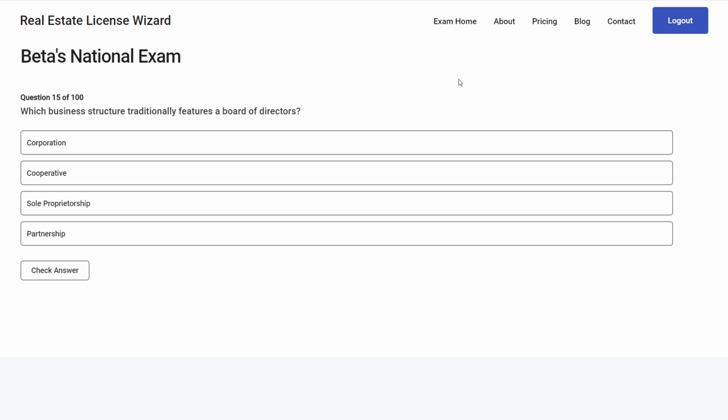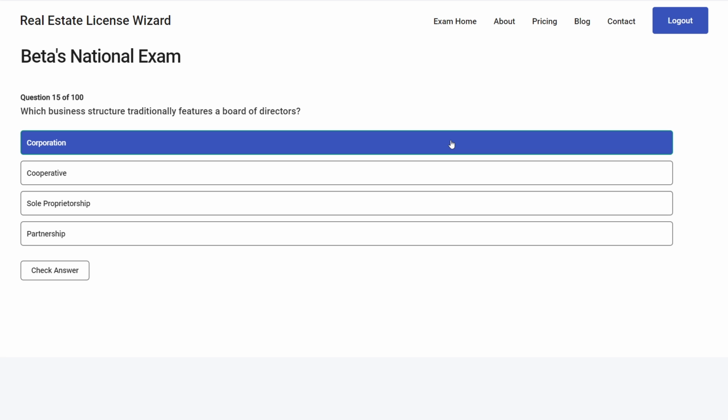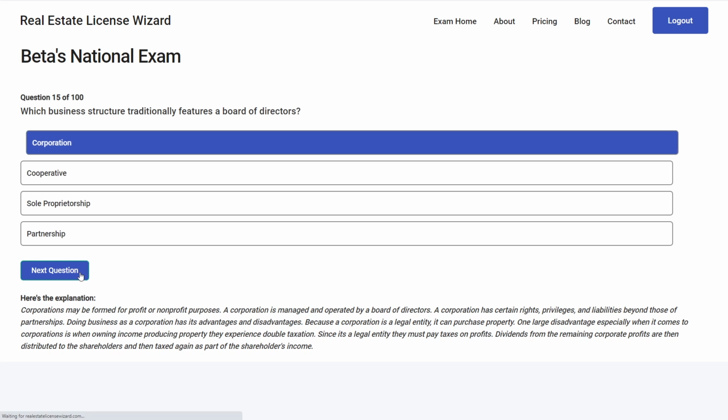All right. Did you guys come up with that one? Correct answer for this one is a corporation. So corporations can be formed for profit or non-profit purposes, but they are always managed and operated by a board of directors. A couple key takeaways about corporations is they have certain rights beyond partnerships. The biggest thing is they can purchase property because they are a legal entity.